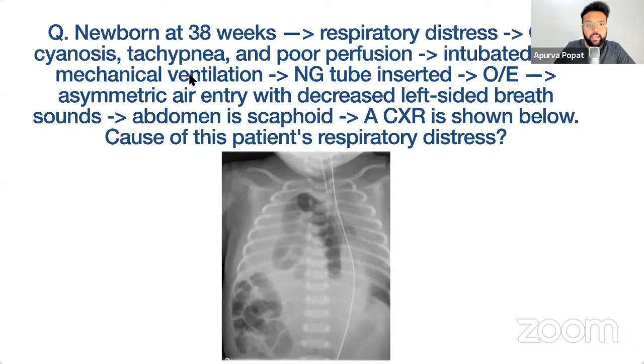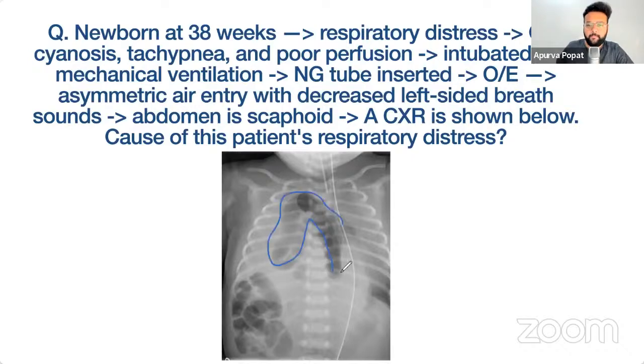He is intubated and mechanically ventilated. A nasogastric tube is inserted. On examination, there is asymmetric air entry with decreased left-sided breath sounds. His abdomen is scaphoid. Chest X-ray is shown below. What do you think is the cause of respiratory distress in this patient? What do you see in the X-ray here?